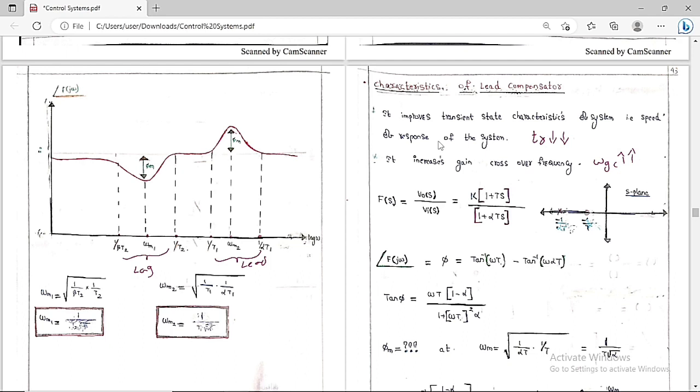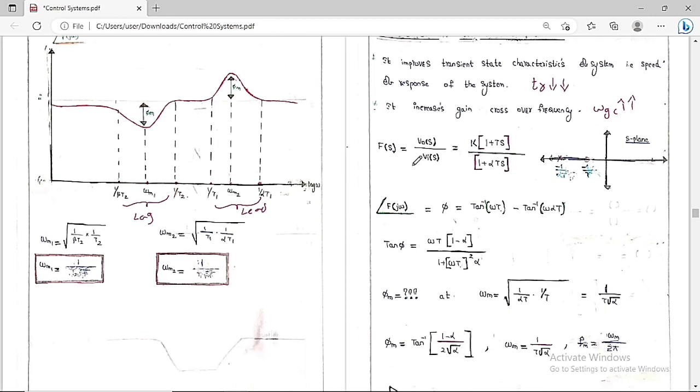So these two things you always have to keep in your mind. Therefore, by the lead compensator we improve the transient state characteristics of the system, meaning the speed of the response increases, the rise time decreases, and the gain crossover frequency omega G increases. Now we will discuss something more about this.